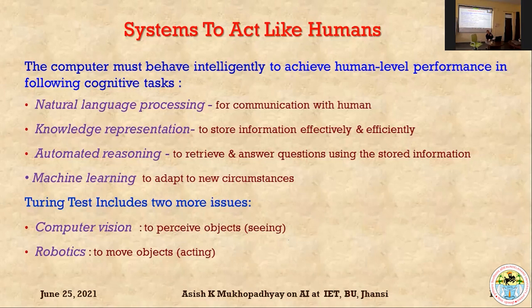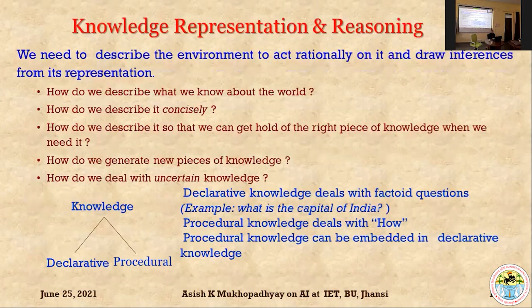Machine learns from circumstances. And the Turing test includes two more issues. One is computer vision, the other robotics. Vision means to perceive objects, that is, seeing objects. And with the help of robotics, what can it do? We can enable some object to do some work, to act on something. So these are the systems we require. And how do we represent knowledge and reasoning?